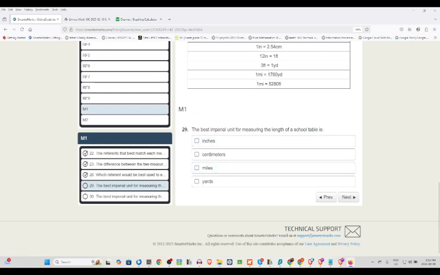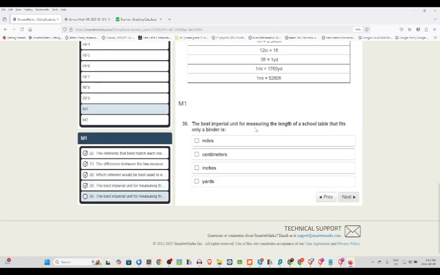And the best imperial unit for measuring the length of a school table, that's probably going to be yards. Too small for miles, too big to really be comfortable with inches. And centimeters is non-imperial. Length of a school table that fits only a binder, and that's imperial, that's going to be closer to inches.